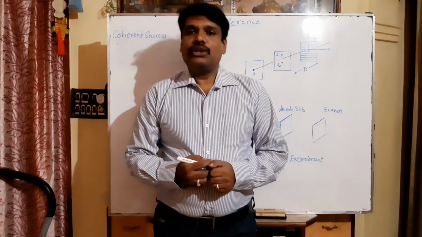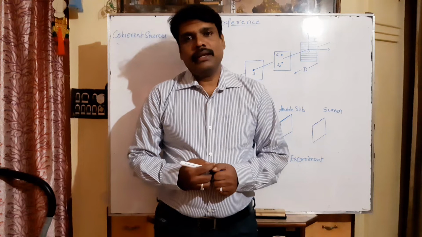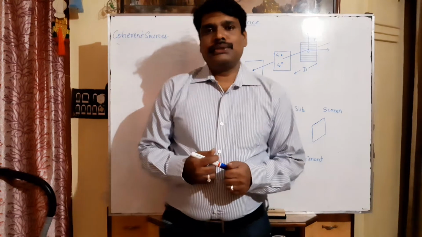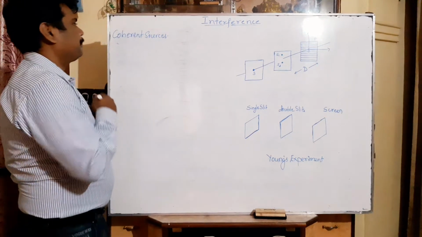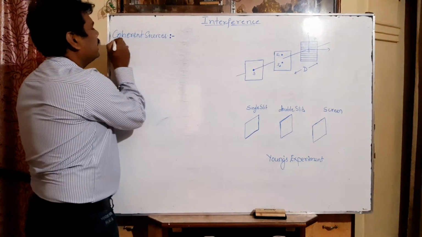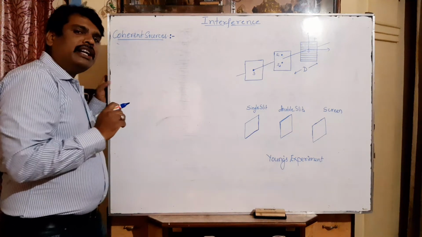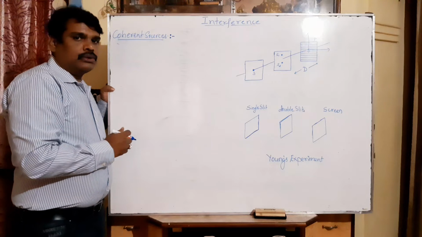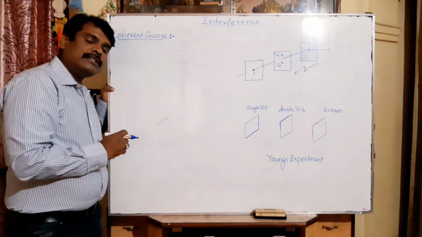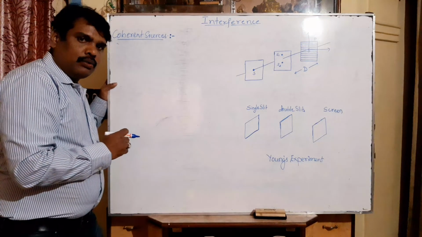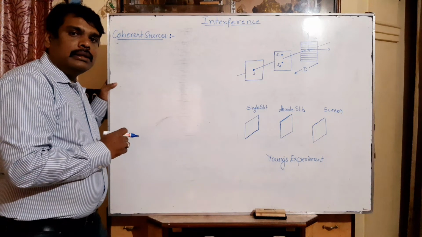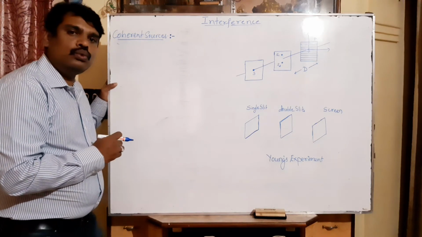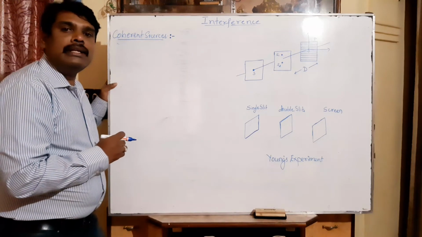To get the interference pattern, a coherent source is mandatory, essential. To understand coherent sources, I will consider a simple picture here. First I will tell the definition of a coherent source. Coherent means same type of source. The definition of coherent source is: two sources are said to be coherent sources when they are continuously emitting waves with zero or constant phase difference.